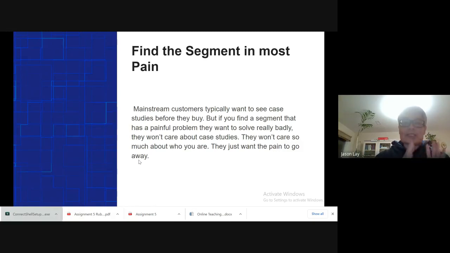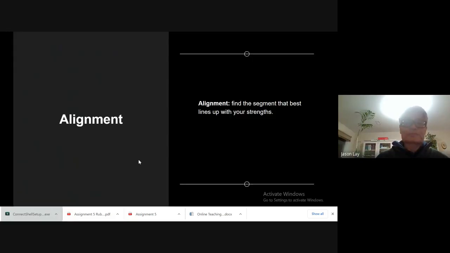When you're dealing with mainstream customers, they want to see case studies before they buy. But if you find a segment that has a painful problem that they want to solve really badly, they won't care about case studies. They won't care so much about who you are. They just want the pain to go away. So you don't need to sell it to them as much, because they're really looking for something that will deal with the issue that they have.